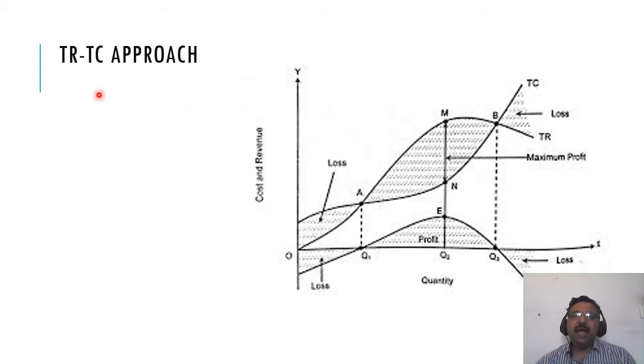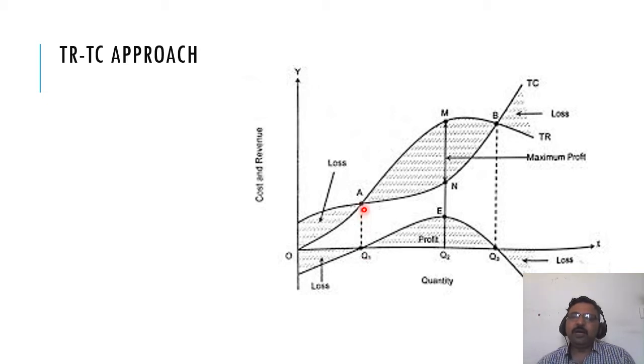According to the total revenue, total cost approach, profits are maximum when the gap between the total revenue curve and the total cost curve is maximum. You can see here the total cost is rising. Definitely the total cost is greater than the total revenue, and it starts rising as output goes on rising. It's an upward sloping curve. Let us see the nature of the total revenue curve. The total revenue curve also goes on rising. At this point, TR is equal to TC, but the output is just OQ1.